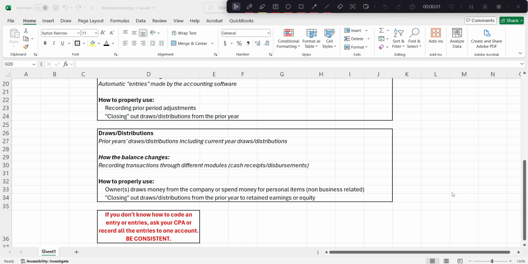To close out, if you don't know how to code a transaction, ask your CPA first. This is typically the best approach. If you don't know how to record an asset acquisition or a significant transaction, ask your CPA. You're likely to get a timely response for that entry so that you're not throwing off the users.